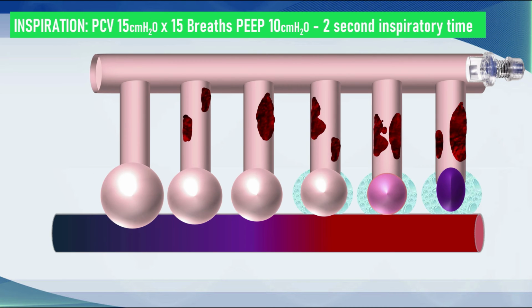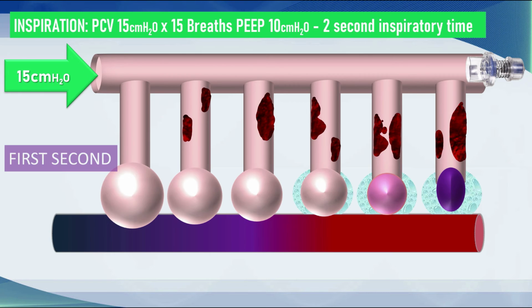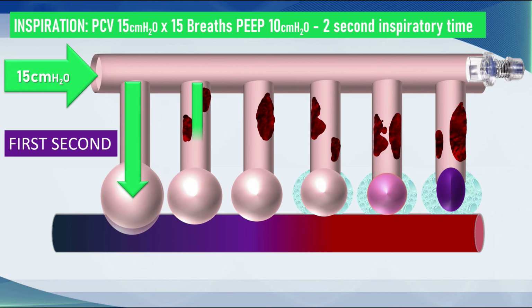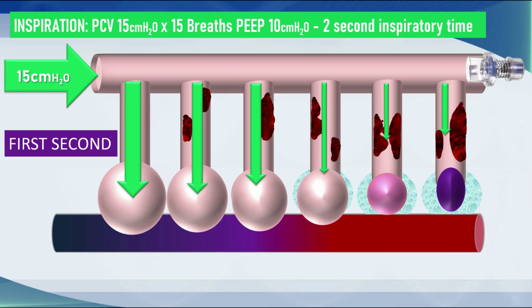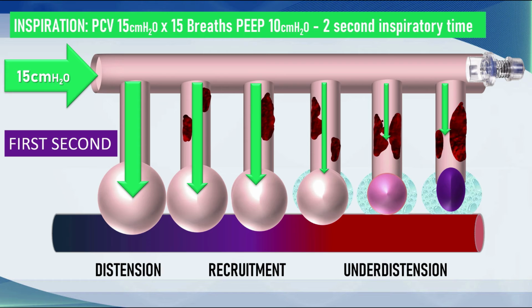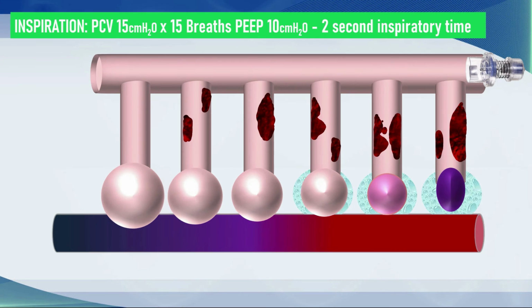So let's put this patient on pressure controlled ventilation, 15 centimeters of water, 15 breaths, a PEEP of 10, and a 2-second inspiratory time. So we're going to give them their driving pressure, 15 centimeters of water, and in the first second, you can see that the gas goes to where you would expect it to go, the most compliant lung units. And so those lung units are distended, some are recruited, and those ones with really poor time constants really remain underdistended. But what you're doing now is you're holding the gas in there for another second.